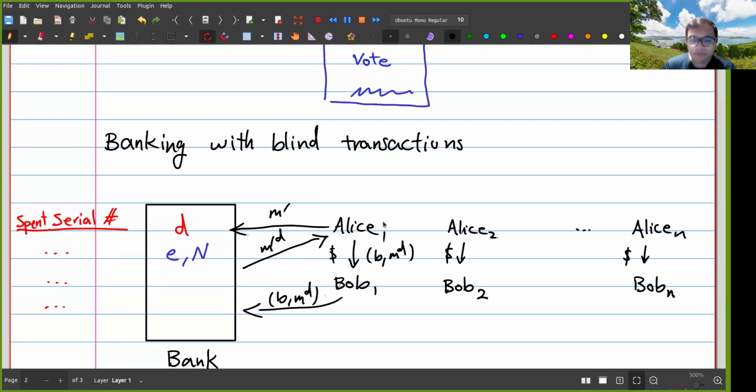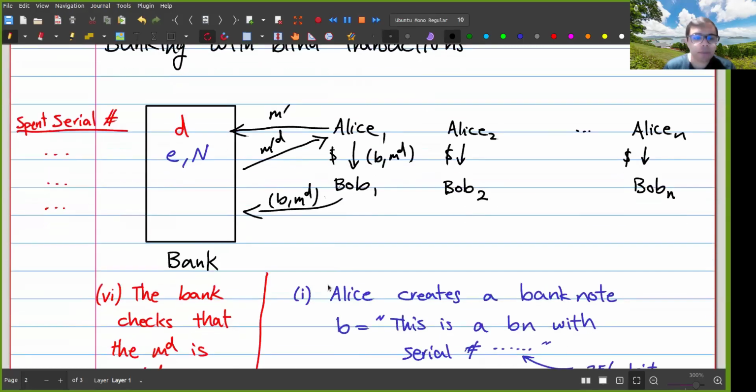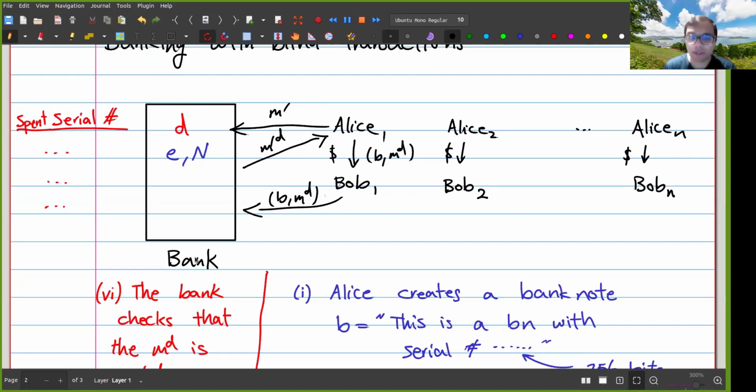Okay. Now, if we do this kind of payment, and if we implement this bank as a smart contract, by the way, that's also really interesting. That's a problem that you have to think about. How can you implement this bank as a smart contract? It's actually doable, and it's actually very much related to your final project.